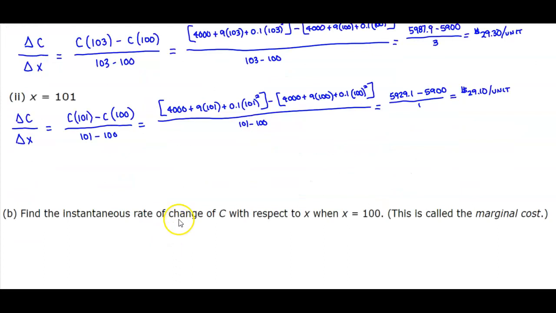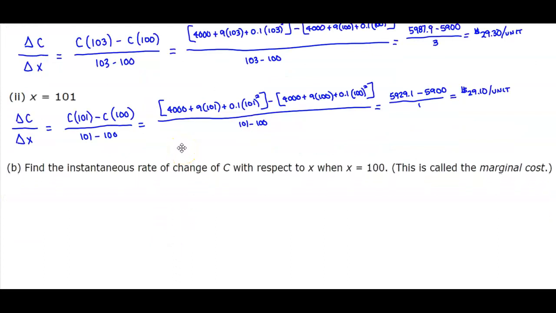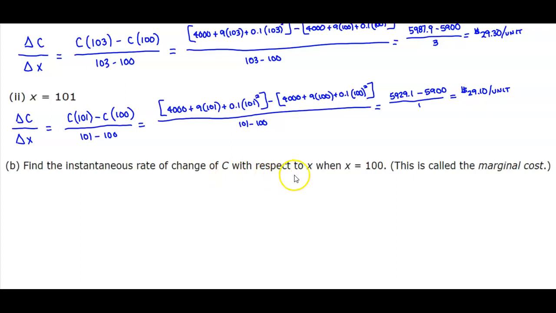Alright, so let's take a look at part B. In part B, it says to find the instantaneous rate of change of C with respect to X when X is equal to 100, and this is called the marginal cost. So what we have is C of 100 plus h minus C of 100, divided by h.